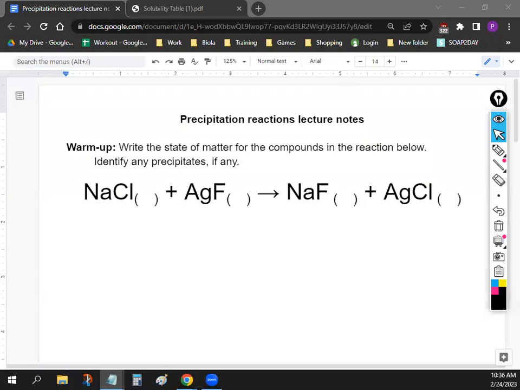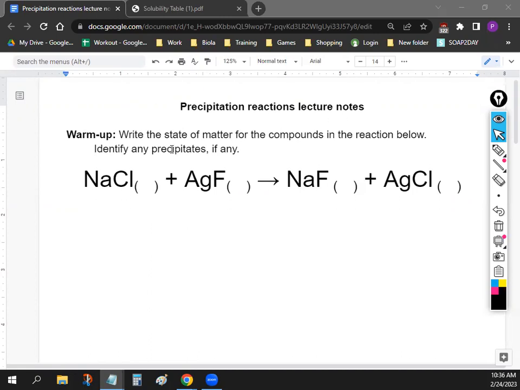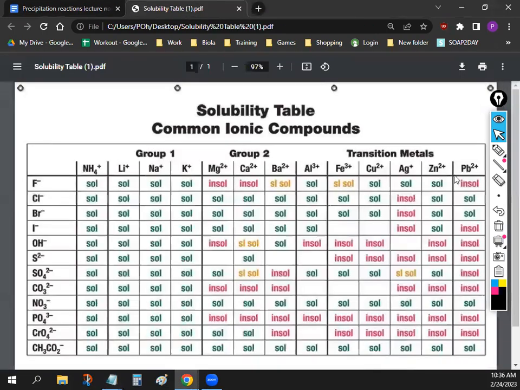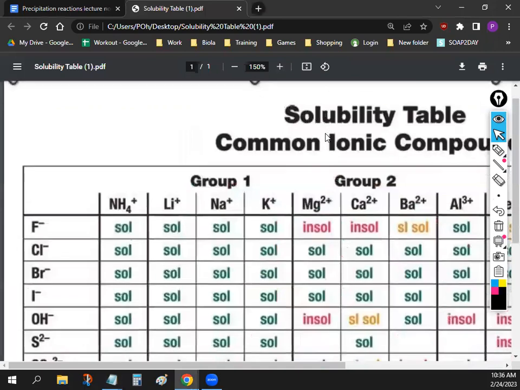Okay, guys, so let's warm up just kind of by doing what we've been doing with solubility. What we're going to do first is look at each chemical and figure out the positive and negative ion that comes out of it, okay? So let's start with NaCl. We're going to take a look at the solubility table. This is where we get the information.